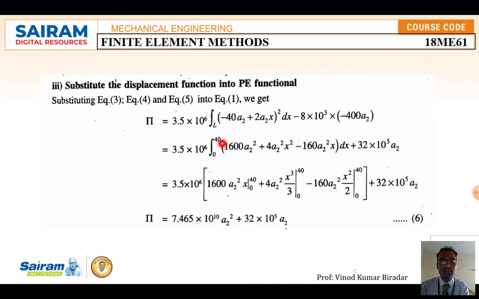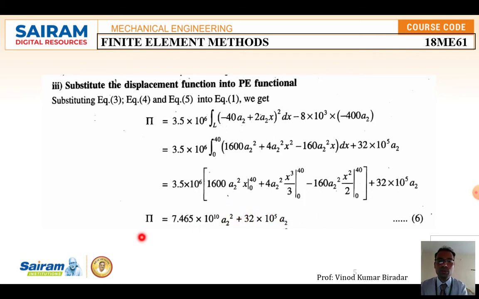Again simplify this and apply the integration here. One time it is 0, another time it is 40. So 3.5 into 10 to the power of 6, 1600 a2 whole square x, into this you substitute 0 to 40, plus 4a2. Again you substitute 0 and 40, that is 0 minus 40, plus 32 into 10 to the power of 5 a2. So after substituting and doing this integration, you are going to get pi is equal to 7.465 into 10 to the power of 10 a2 whole square plus 32 into 10 to the power of 5 a2.